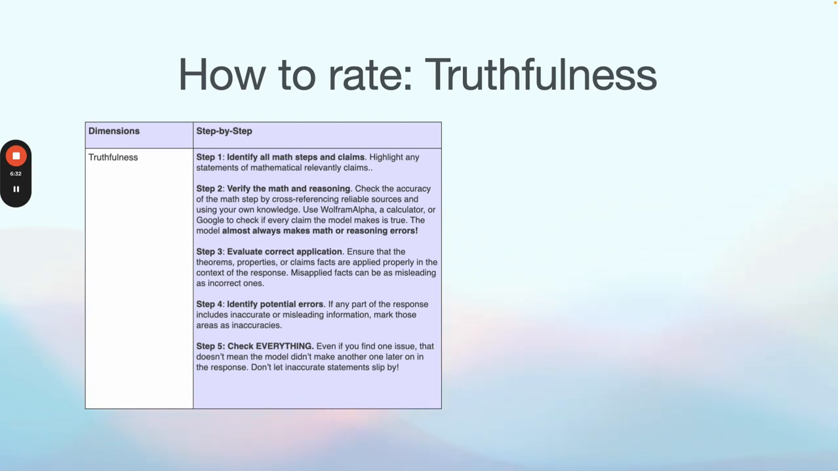To do truthfulness ratings, you have 5 steps. Step 1, identify all math steps and claims. So literally go through the response and highlight where you see mathematically relevant claims or something that could be wrong. Next, verify the math and reasoning. The model almost always makes a sneaky math or reasoning error, so you want to cross-check reasonable sources. If you need to double-check something, use Wolfram Alpha, a calculator, or Google. Every claim has to be true, and if it's not, then you mark that as an issue and explain why. If it uses a theory or a property, you want to make sure it's used correctly, and then you want to double-check everything. So let's go through an example real quick.